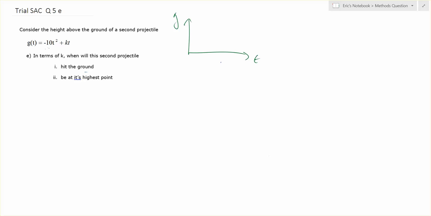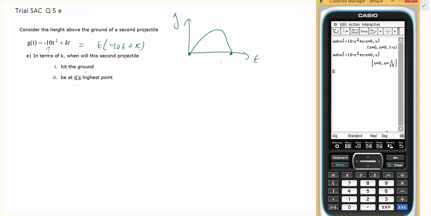If you look at the equation, it's a negative quadratic, so it will be flipped. And because I can factorize this very quickly, I can get an idea that it will always intersect at 0 and some other value. That other value, you can work it out on your CAS or by hand. I'll just do it on the CAS to show you how to do it.